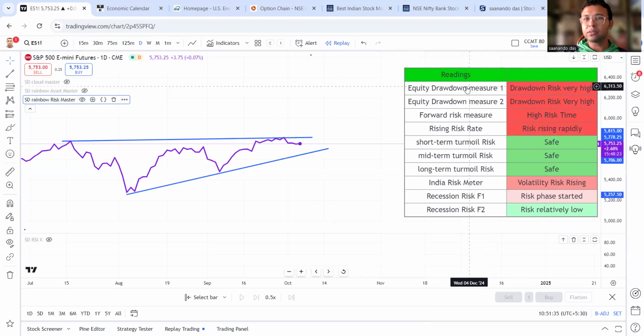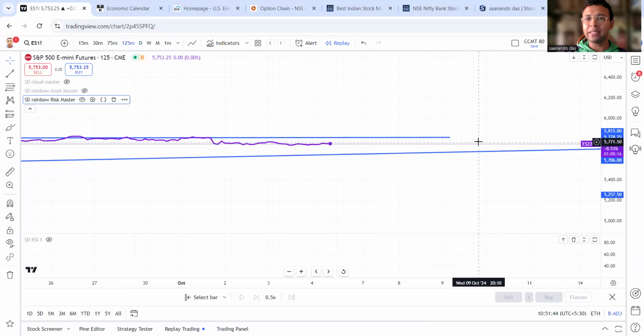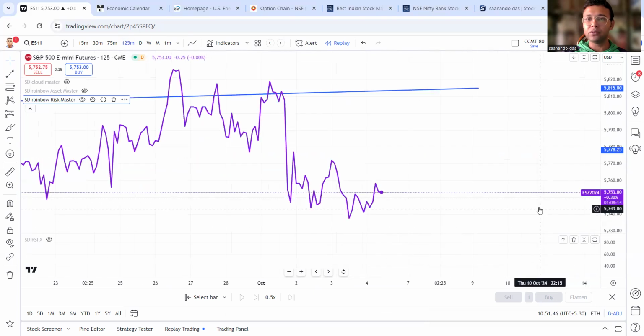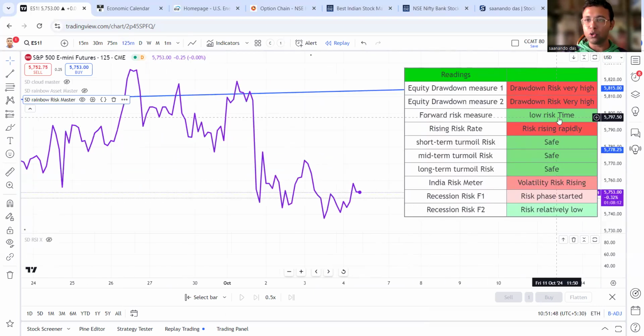So the risk master in the daily chart we are applying, we are seeing the drawdown risk has significantly gone higher. In 125 minutes, we are seeing a marginal calmness in the forward risk, low risk time, but overall it remains a bit elevated, even in the ultra swing short-term time frame.